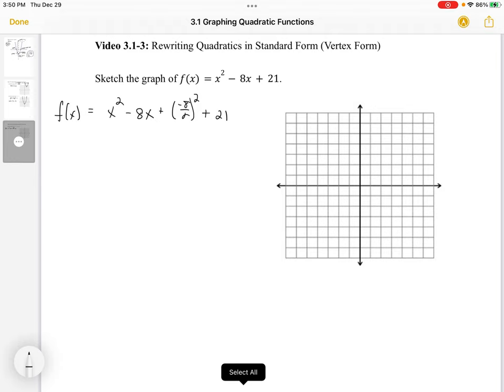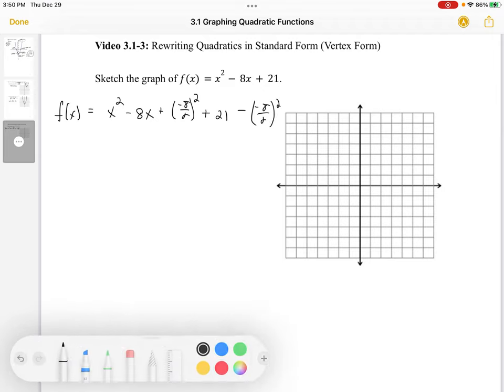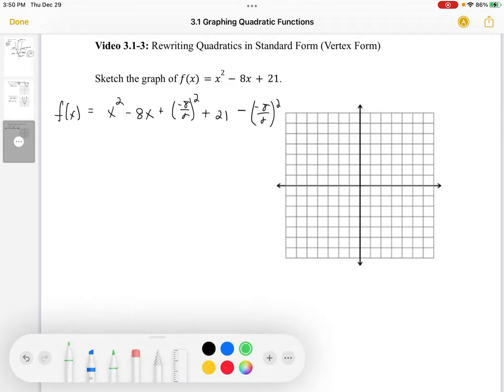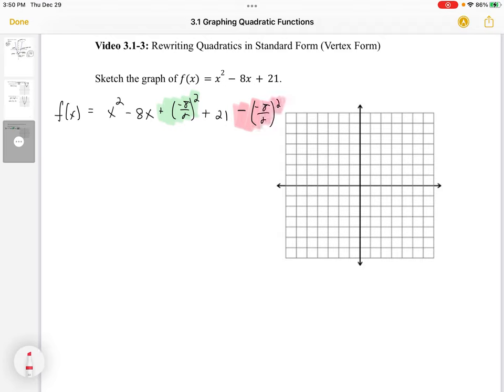However, by adding negative 8 divided by 2 squared to the right side of the equation, I just made the right side of the equation larger. What I have to do to balance that off is to subtract that same amount that I just added. So you can see here that if I am adding this amount and then I am subtracting this amount, I really have done nothing to the equation except make it look different.